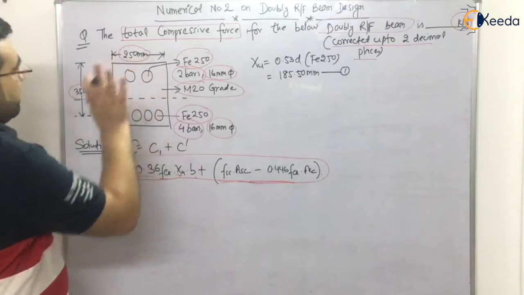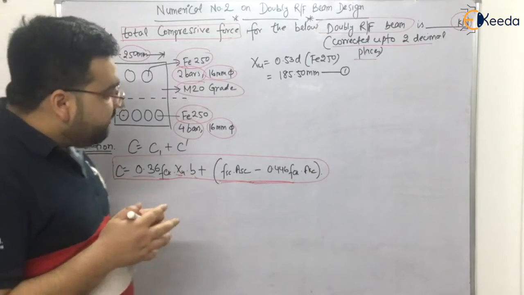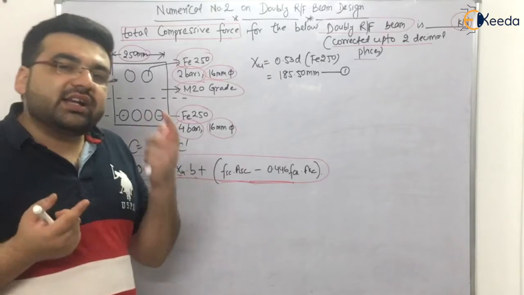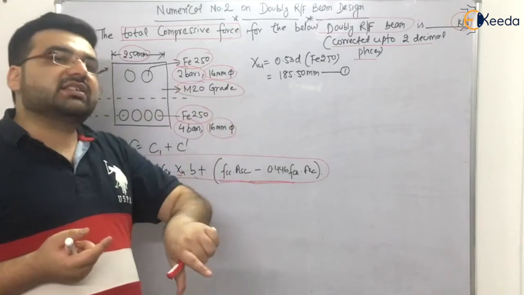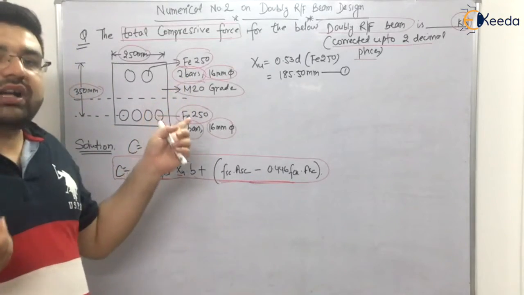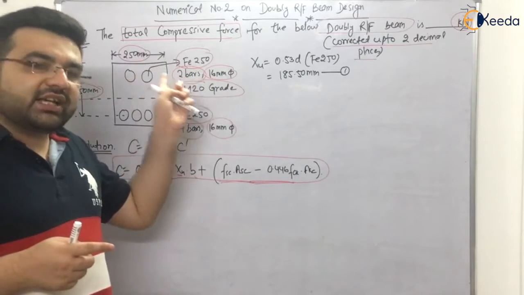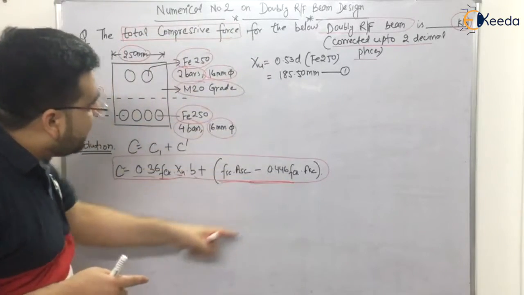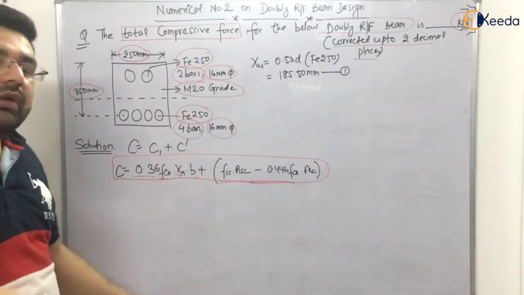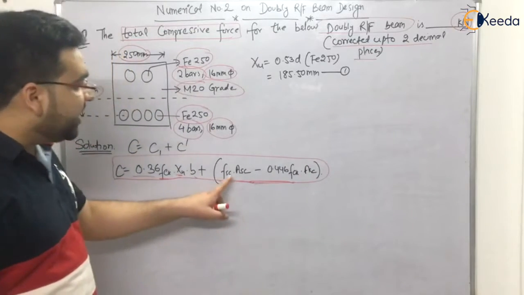Now b is given to me as 250. Now fsc. I told you in a previous numerical that fsc depends upon the grade of steel only if it is mild steel, and it depends upon the grade of steel as well as the d dash per d ratio if it is HYSD. Now it is not HYSD, it is mild steel, so fsc will depend directly on the grade of steel. Now if the stress of the compressive steel is not given to you, you have to assume it to be up to the yield stress.